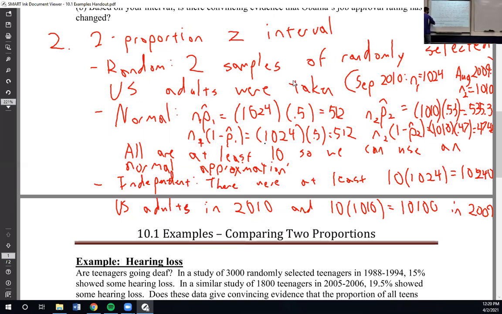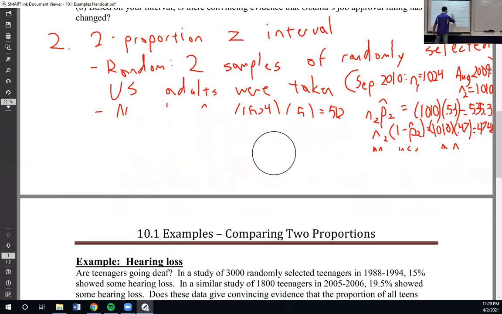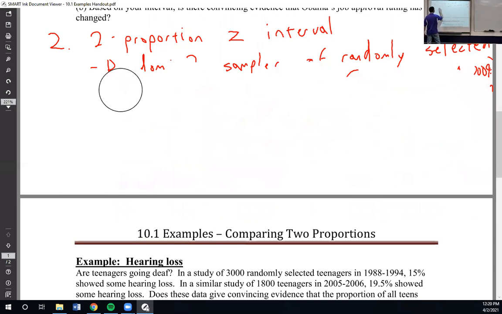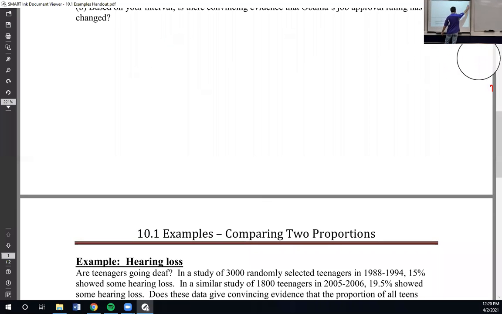Step 3. Remember, in step 3, our process is going to be formula, plug in the numbers, answer. That's what our step 3 is going to look like. And then when we get back to means next week, we need to make sure that we say degrees of freedom. But we'll get there.